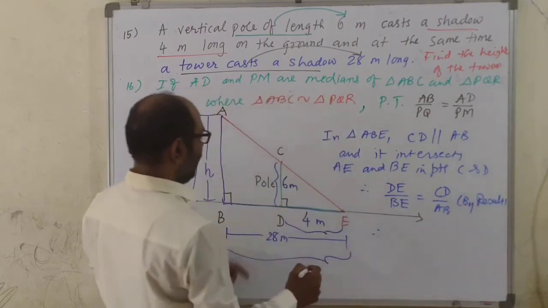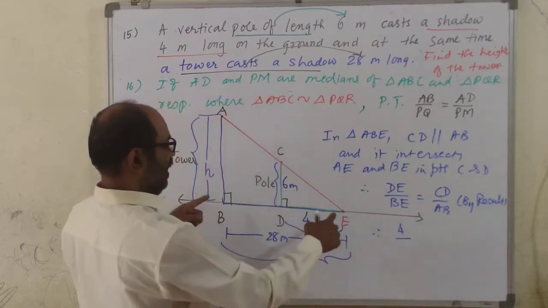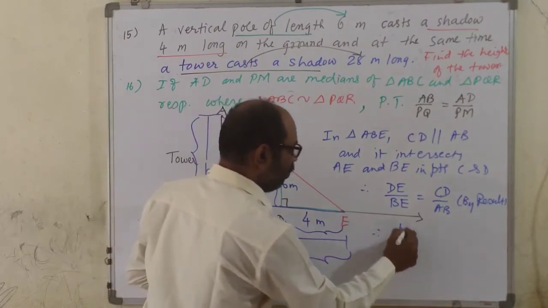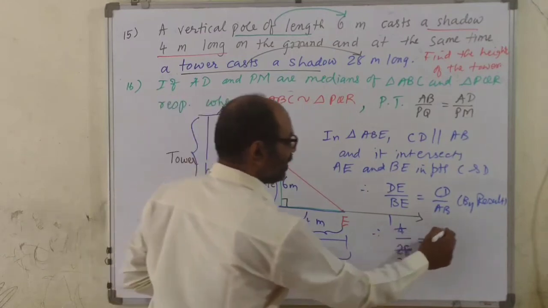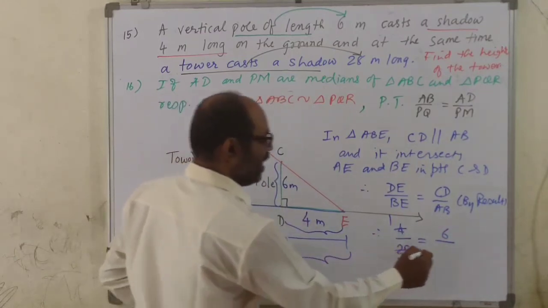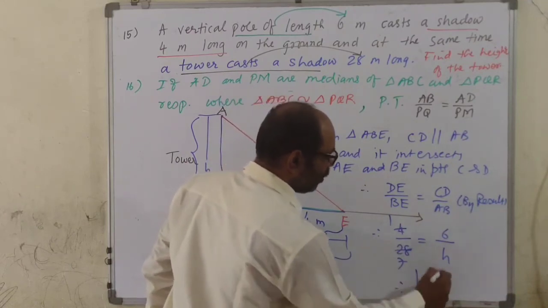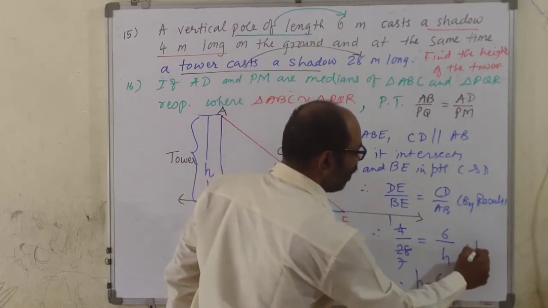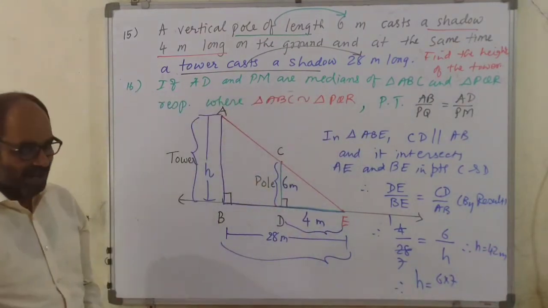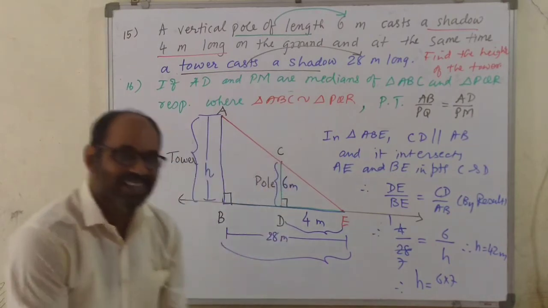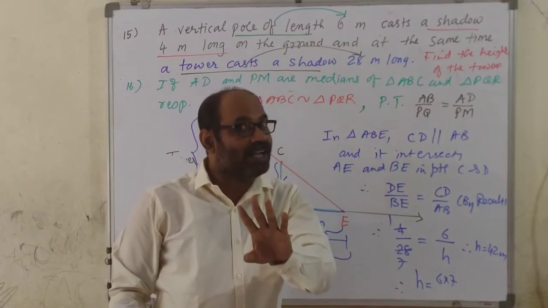Okay. Therefore, what is DE here? 4. What is BE here? 28. 4 ones are, 4 sevens are, if you are in a hurry. CD, 6. AB, H. Chaliye, cross multiply. So H is equal to 6 into 7. Therefore, H is equal to 42 meter. So what is the height of the tower? 42 meter. Clear? Okay.